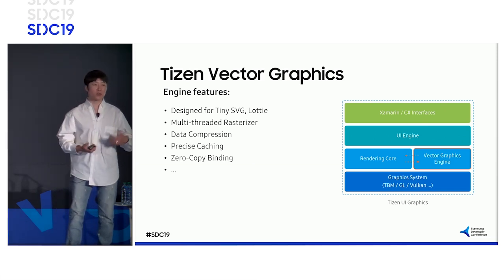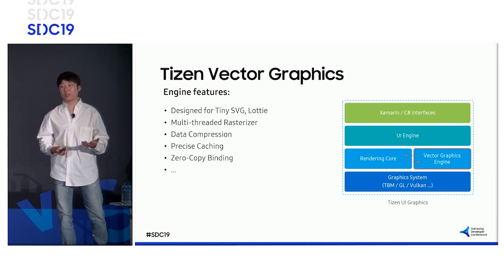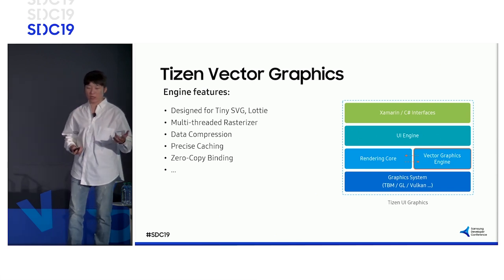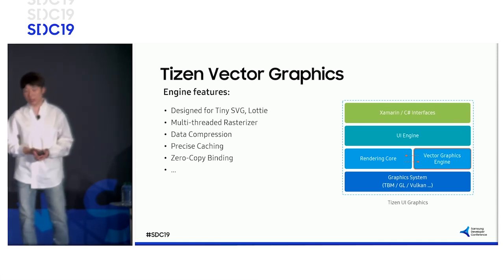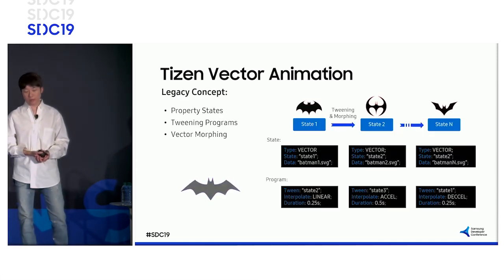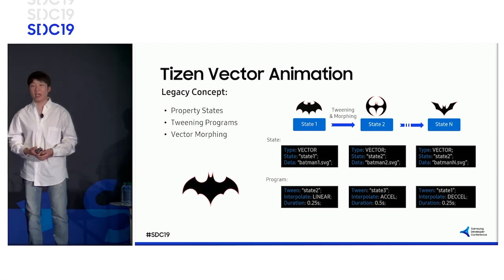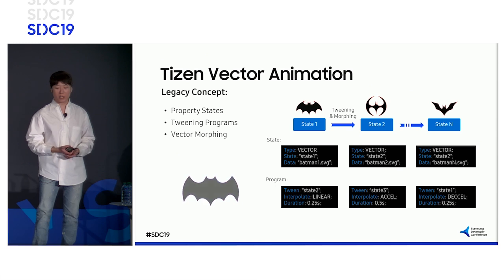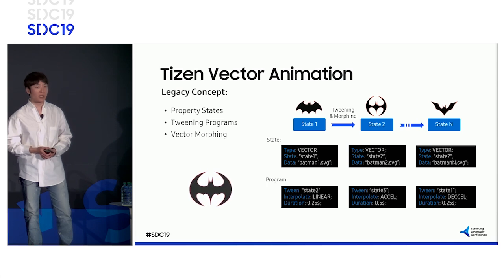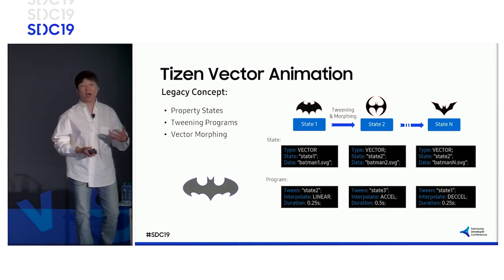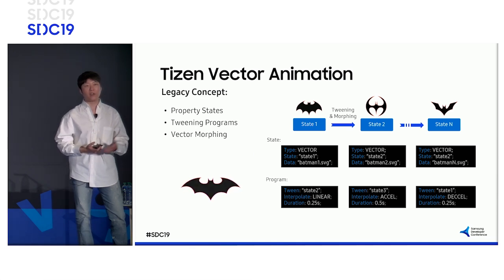For instance, we are not going to cache animated buffers, but we cache static or shadow buffers among the vector objects. And also, we use shadow buffers to avoid memory copy between the rendering core and the vector graphics engine. Of course, Tizen supports the vector animation programming method. In Tizen, we can describe several stages of one vector object, and in those stages, we can describe some object properties, such as the shape, path, fill, stroke, color, gradient method, image index, and some others.